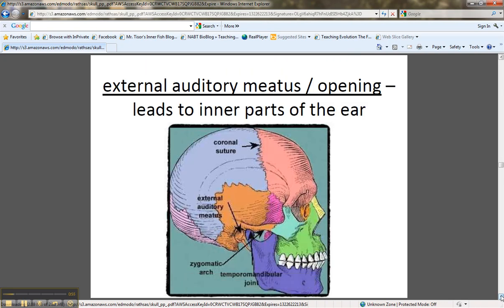There is a structure called the external auditory meatus. It's sometimes referred to as the opening. This is the external auditory meatus here, where this arrow is, and it leads to the inner part of the ear. If you were to cut your ear off, there would be an opening into your skull from there. Some of you might have seen something like it when you were skinning the head of your cat, because sometimes you can see that in the cat as well.